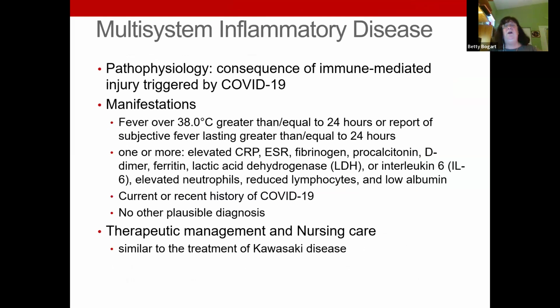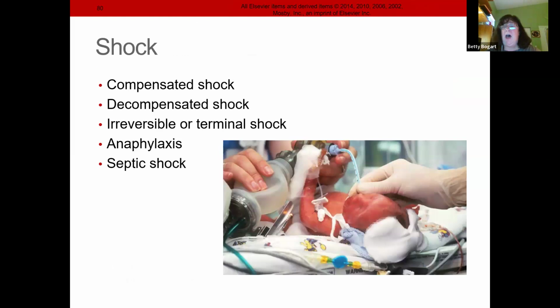So COVID, we know again, it can affect everything. So again, treatment, if it's attacking the heart, we're going to treat it like Kawasaki, okay? Shock. Kids go in shock. Septic shock is the first type that they go into. What does a kid look like? Elevated heart rate, decreased blood pressure, decreased capillary refill, decreased urinary output. All the things you see with an adult, you'll see with a child.